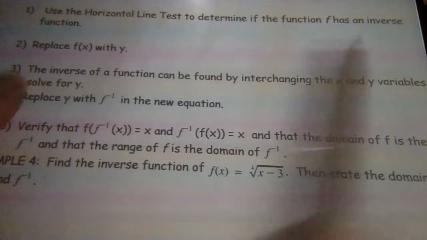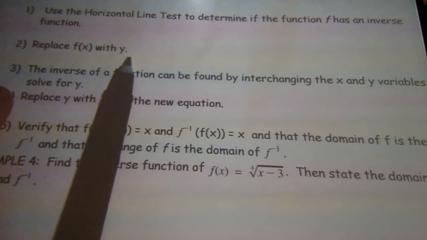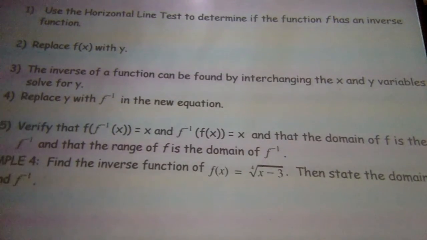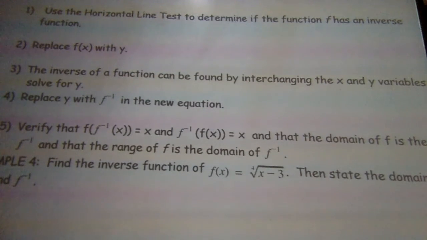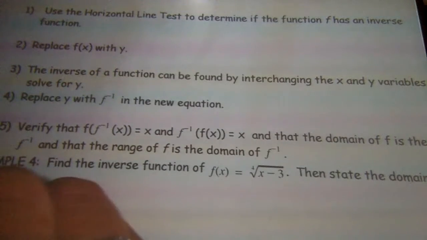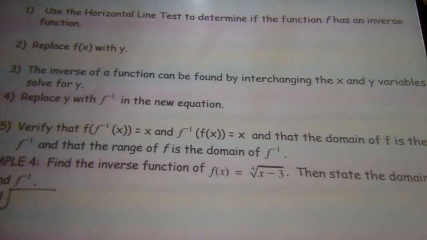Example 4. Up above here, use a horizontal line test to determine if it has an inverse. Replace f of x with y. Then change the x and the y's around. So verify. So example 1, find this inverse. I'm going to tell you yes, it has an inverse. So first of all, y equals the fourth root of x minus 3.